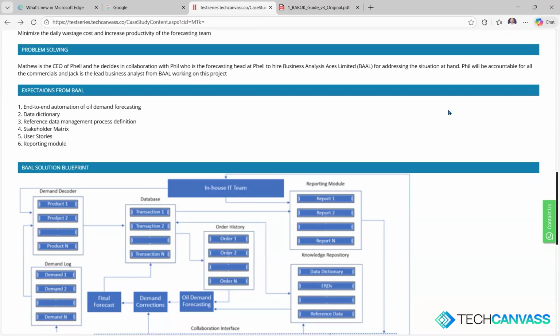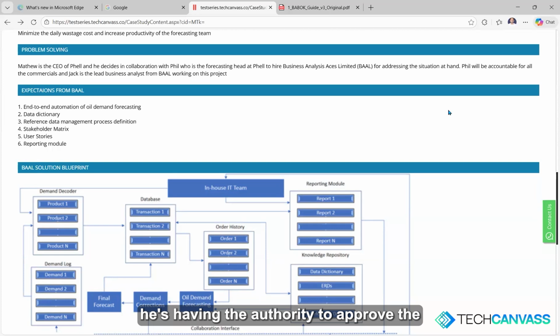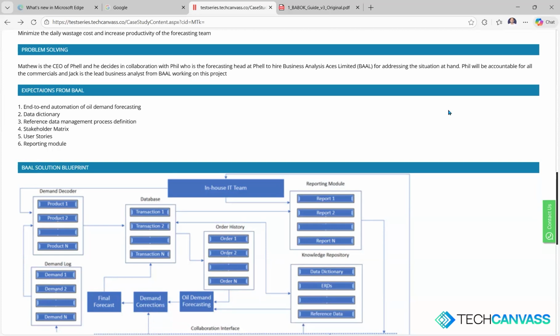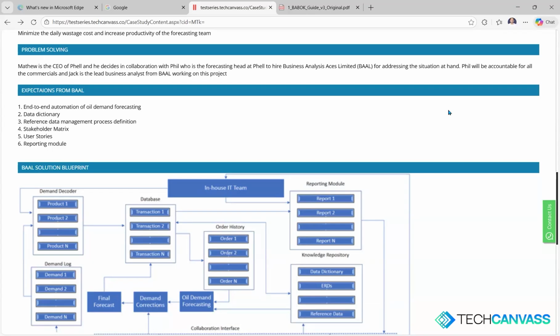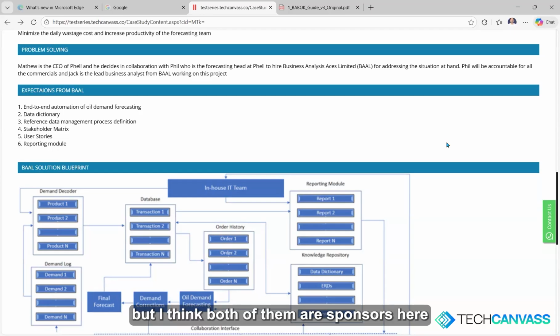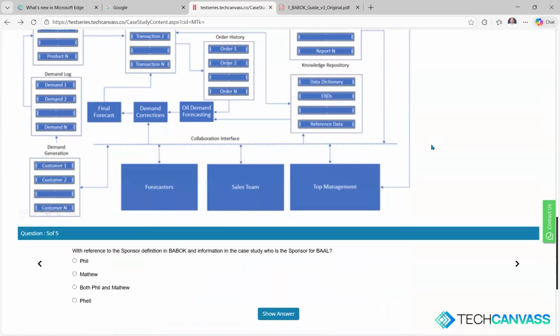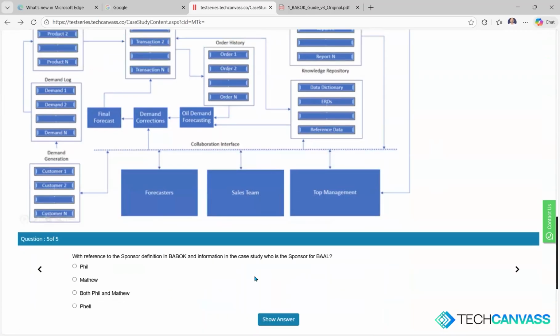No, I guess the answer is both. Since I guess the CEO has the authority to approve the scope, and Phil is forecasting. Who has the authority here to control? I think that is Phil. So I think both of them are sponsors here. Romila said both of them. I think she's right.